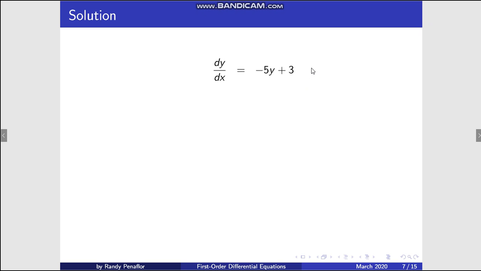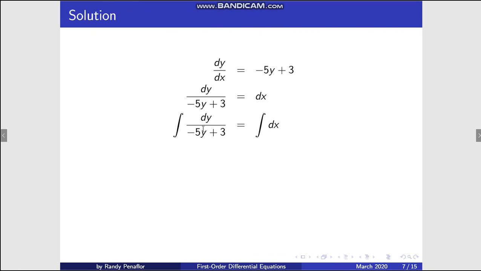As a result of cross multiplication, negative 5y plus 3 and dx can simply be interchanged. Thus, we get dy over negative 5y plus 3 equals dx. Observe that the left side is expressed in terms of y alone and the right side is in terms of x. Hence, the variables are already separated. In this case, we can now integrate each side.